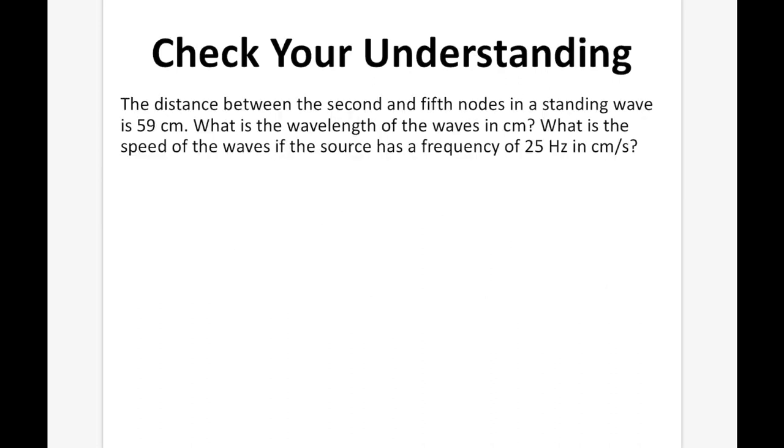Distance between the second and fifth nodes in a standing wave is 59 centimeters. What is the wavelength of the waves in centimeters? What is the speed of the wave if the source has a frequency of 25 Hz in centimeters per second? So first up, let's draw what this is going to look like. So we're just going to draw a wave in here. And we're going to say that's the first, the second, third, fourth, and fifth node.